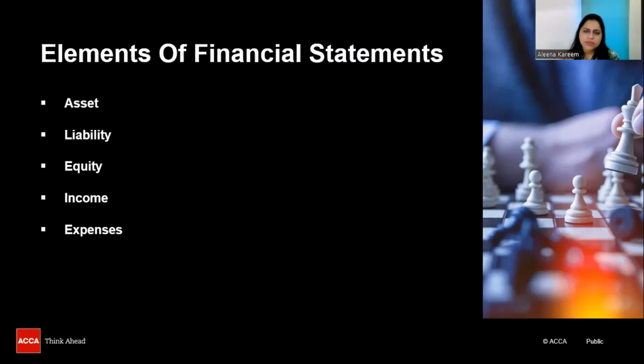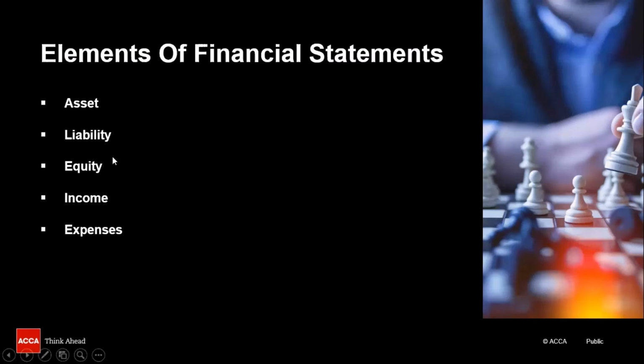Then we come to the equity part. Equity is the difference between your assets and liabilities. When we talk about the conceptual framework, it says that equity is the residual interest in the net assets of an entity. So equity, ultimately, is a residual interest. When you have assets, you subtract the liabilities from them, and the remaining part, which is attributable to owners, is going to be recognized.